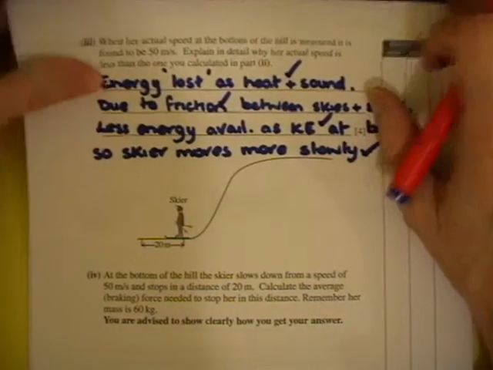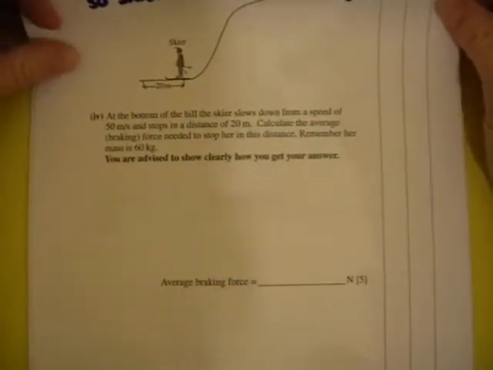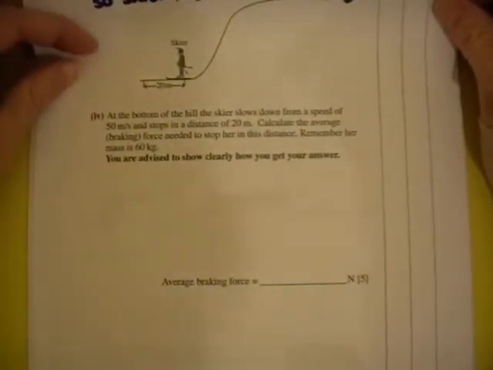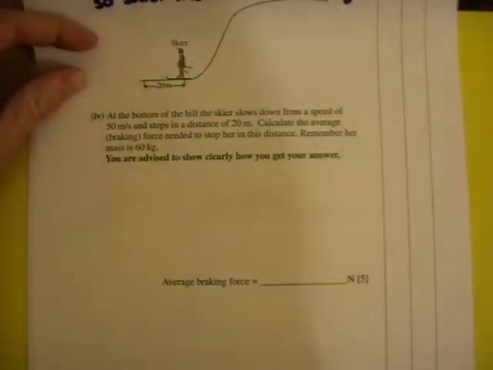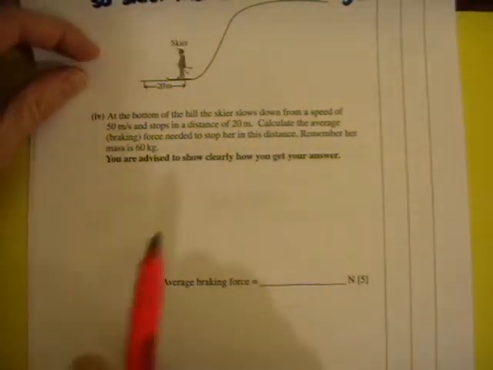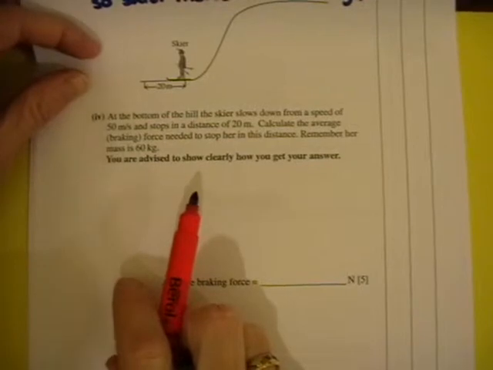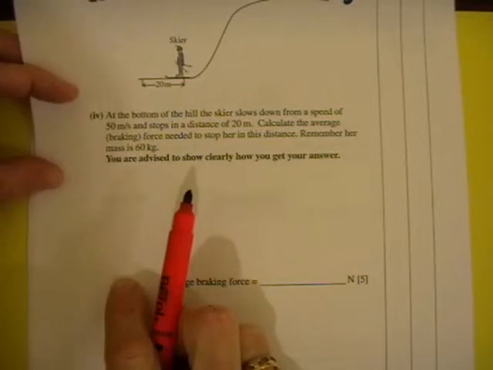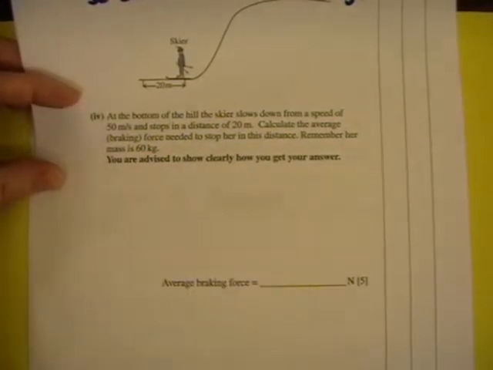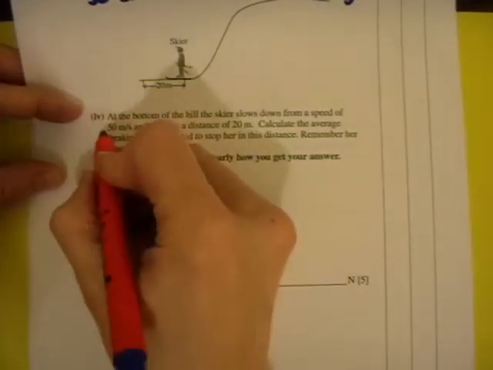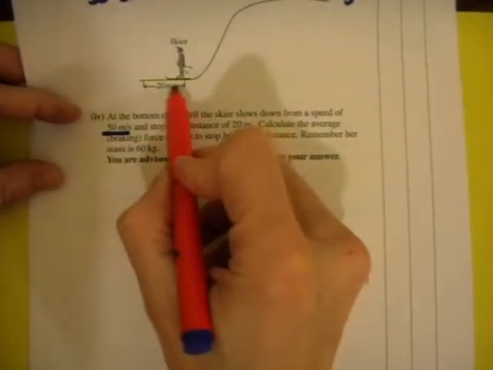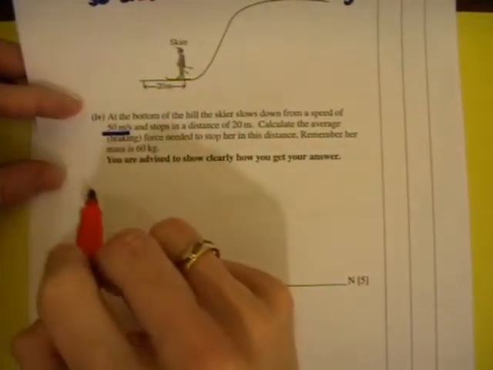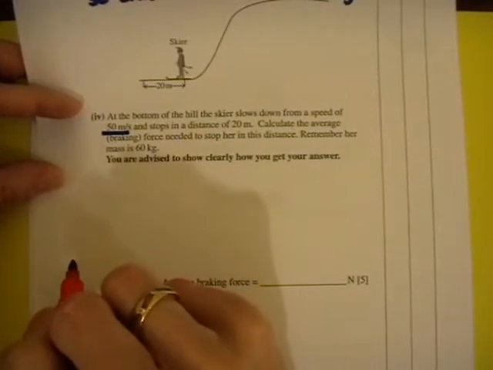At the bottom of the hill, the skier slows down from a speed of 50 and stops in a distance of 20. Calculate the average braking force needed to stop her in this distance. Remember, her mass is 60 kilograms. So this is a very similar question to the last question, where you are going to be using work as force by distance. So the work done that has to stop her, she's now moving at 50 when she gets to the bottom. So she's this 20 metres to actually get stopped. And what stops her? It's the friction between the snow and the skis. And so that's work as force by distance that we're going to use there.